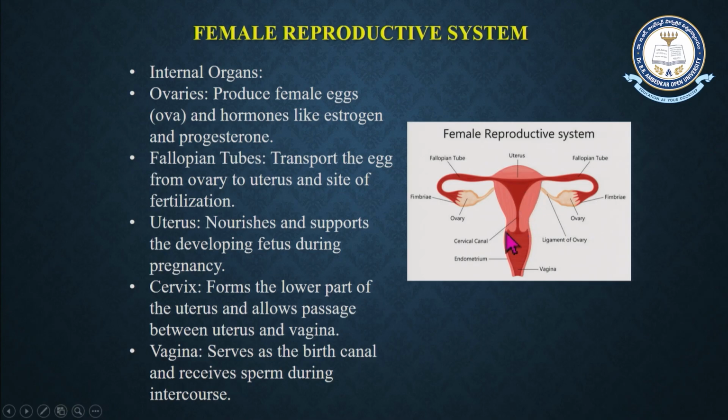Then this is the cervix. Cervix forms the lower part of the uterus. It allows passage between uterus and vagina. Vagina serves as the birthing canal. It receives sperms during intercourse, and it is the birthing canal for the fetus to come out.